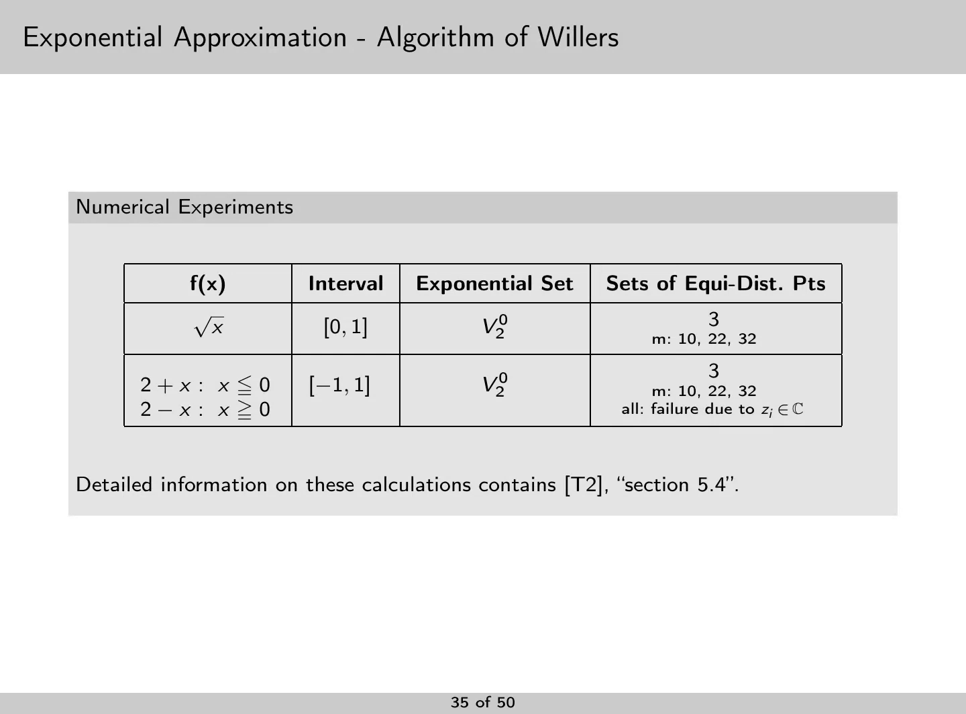The algorithm failed for this function on the same 3 sets of equidistant points. No exponential sum could be computed. For all of them, the zeros of polynomial q are complex, not real. Remember, also the algorithm of Meinardus produced quite a few failures when applied to this function. This concludes the presentation of the algorithm of Willers.